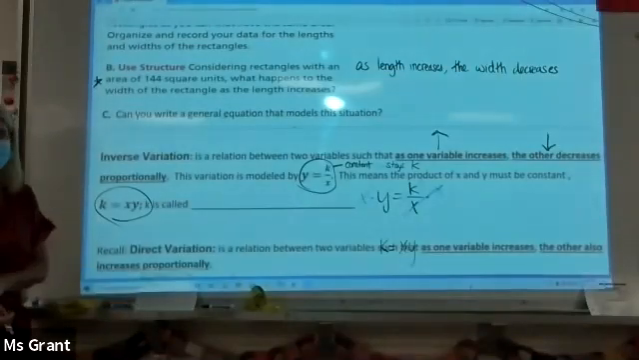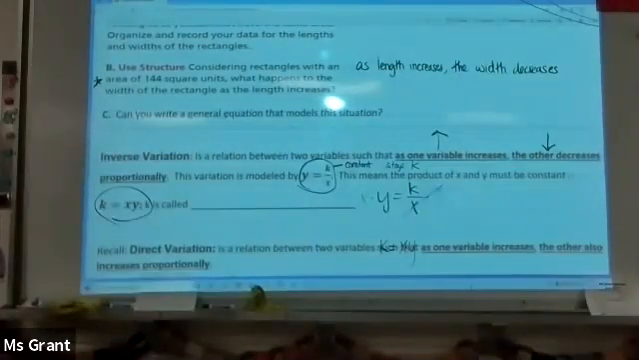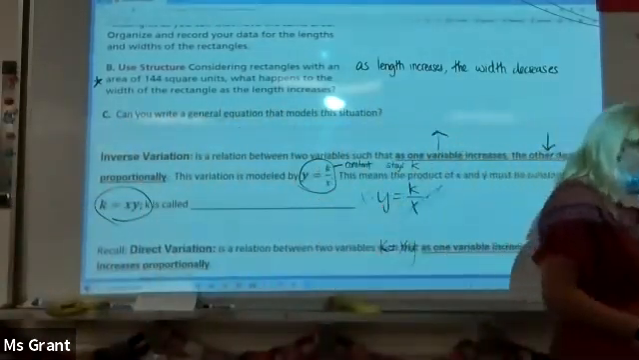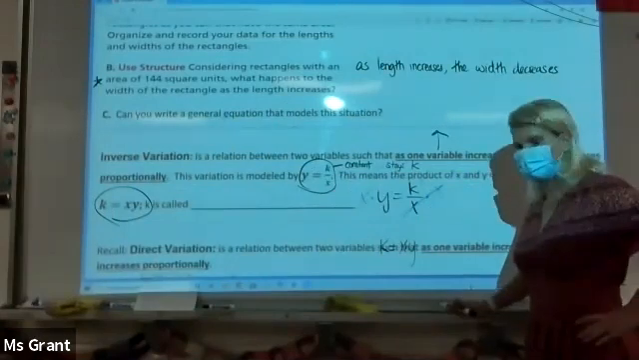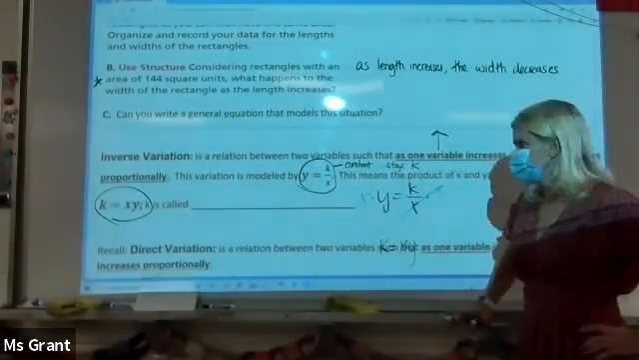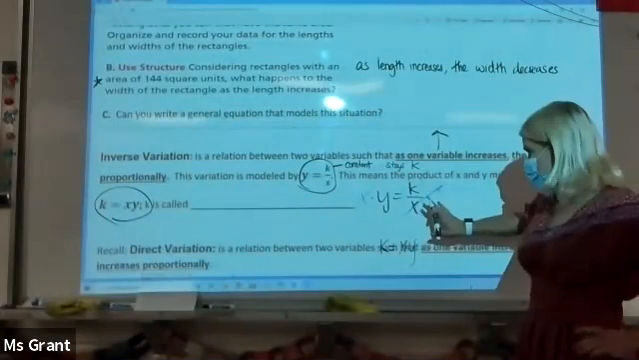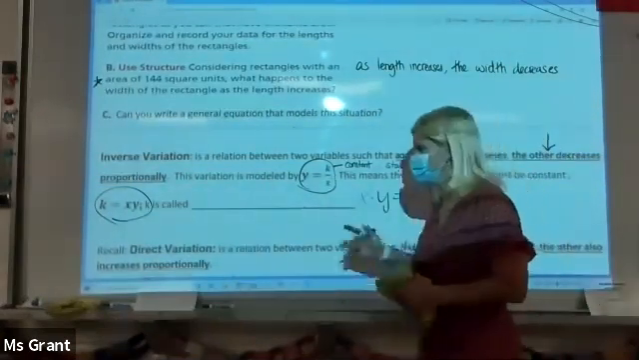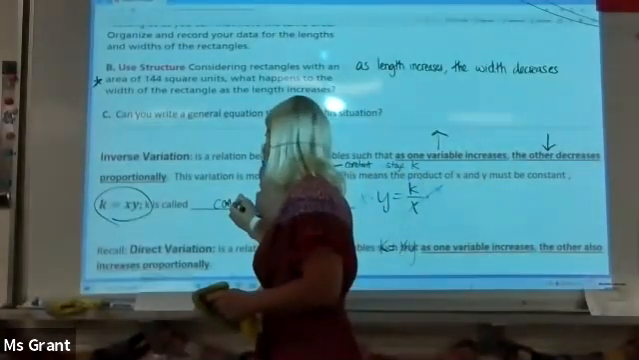All right? So we're going to use these today to help us solve problems. This is inverse variation. Oh, K is called the constant.